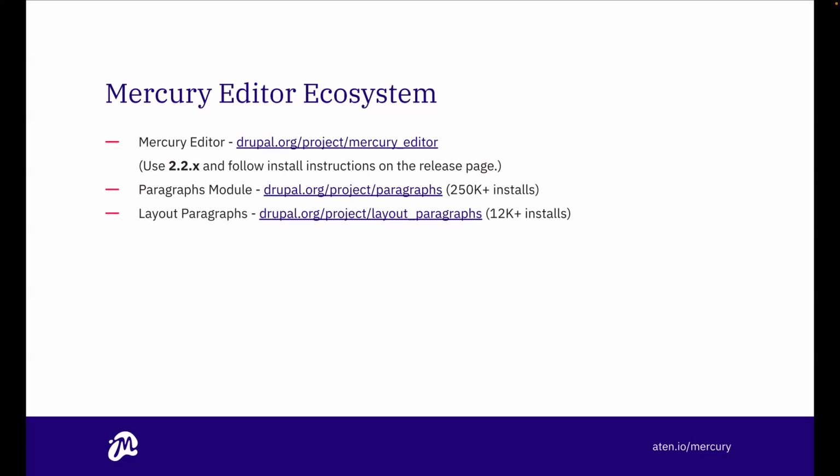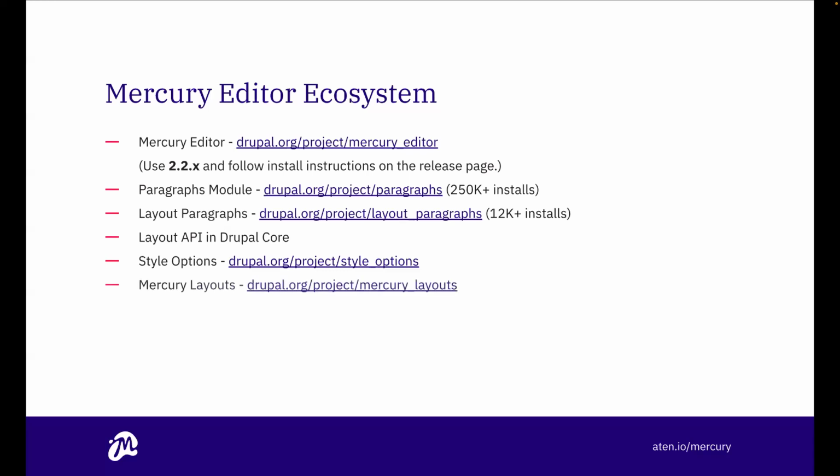Layout paragraphs combines a drag and drop interface, still on the admin side of things, so not that live preview, and provides a drag and drop interface for working with paragraphs and layout. All of this leverages Layout API in Drupal core, and leverages Style Options, another module that we maintain. That's the module that essentially creates a plugin system around styles and lets you manage those styles in a single YAML file. Mercury Layouts provides some layouts, not required for Mercury, but providing some interesting layout capability that we'll get into in a little bit.